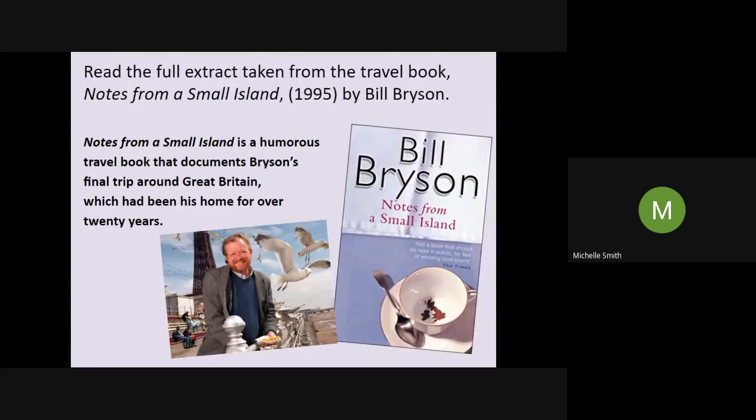Next up, we are going to read our second text. Now, this one is written by a man named Bill Bryson. It's called Notes from a Small Island. Now, Bill Bryson is a writer. His writing is known to be quite humorous. He's actually American, but he has lived in this country for over 20 years and he's travelled all around it. And in this book, he basically writes about all the different places that he's visited. In the extract that we're going to read, he focuses on his visit to Blackpool.